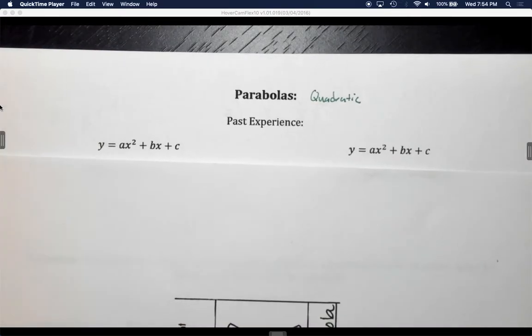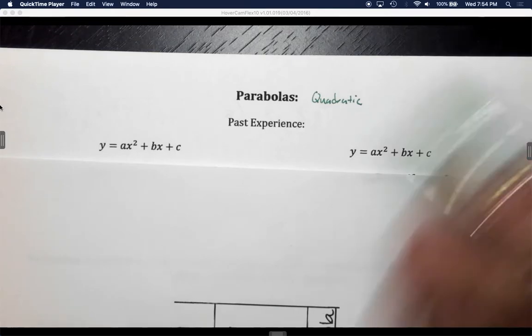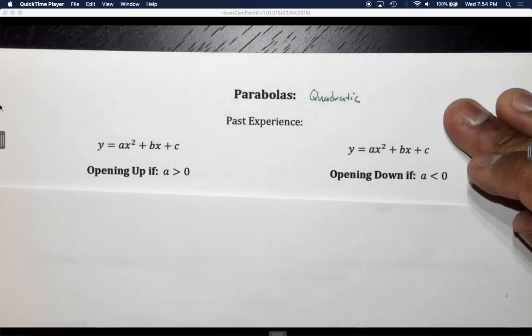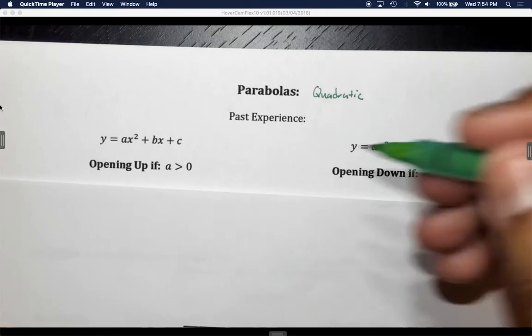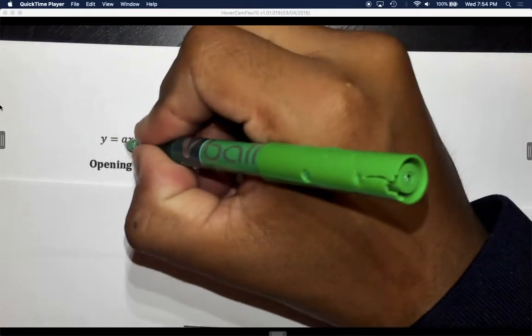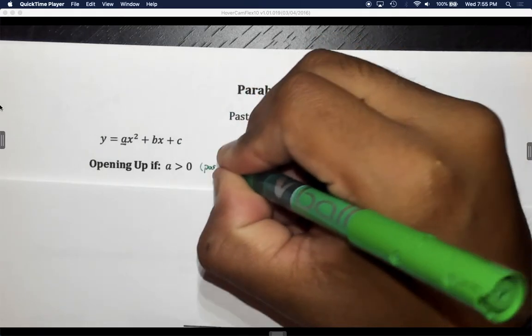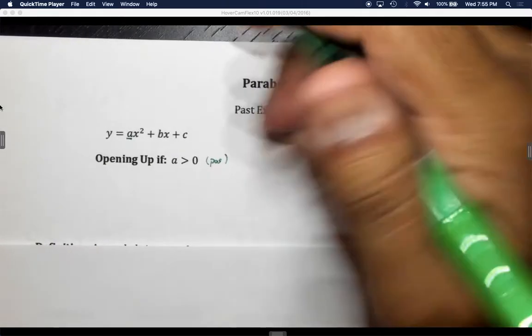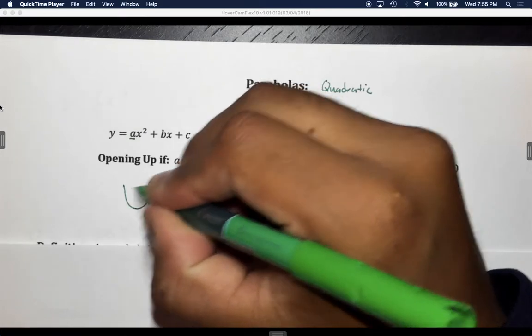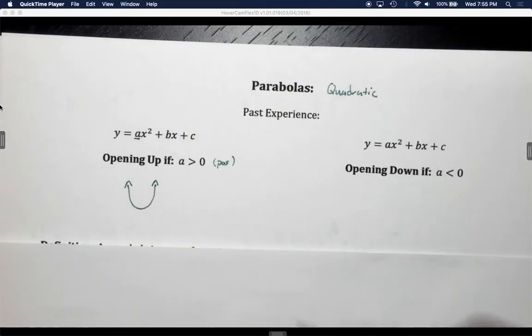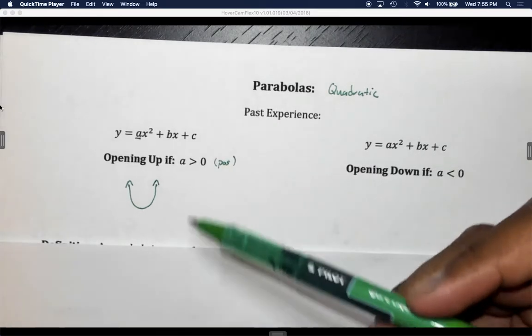Now, there are 2 different graphs that you guys got when you graph something in those forms. You either had it facing up or down. Now, how do we know whether it's facing up or down? Well, if your a is greater than 0, aka it's positive, that means that your parabola is going to be facing up. And I'm assuming if you didn't remember, as soon as you saw that shape, you're like, okay, I remember, it's coming back.